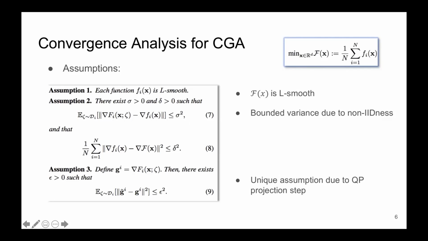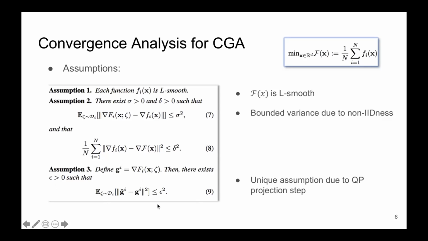You can see I here. And this inequality is to try to bound the variance among different agents. Compared with other approaches, this paper has a unique assumption like this one. This is necessary because they introduce the QP projection.